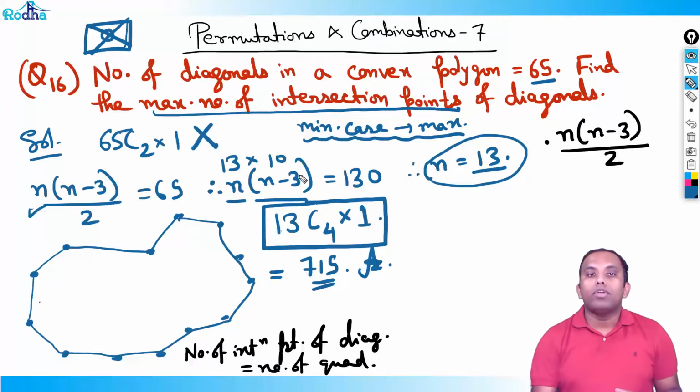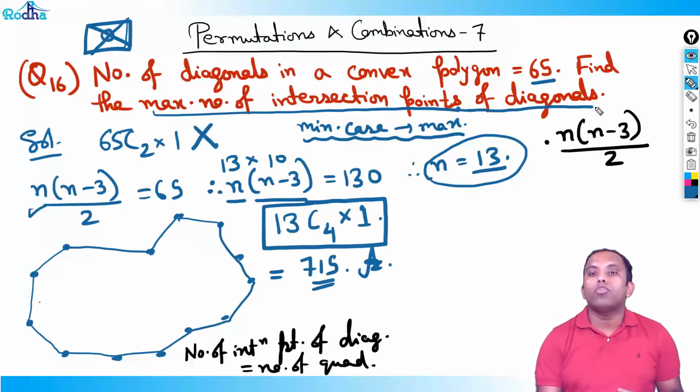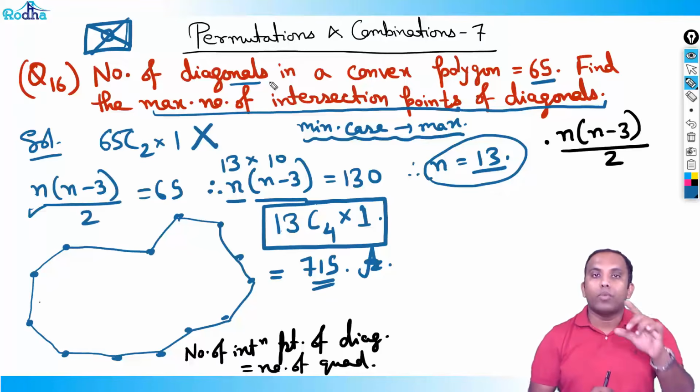Now, the number of intersection points of diagonals. What is the general rule for intersection points? Get the minimum case and then maximize it. So what is the minimum case? Obviously two diagonals will intersect at one point. That is the minimum case of diagonal intersection, right? Two diagonals will intersect at one point.